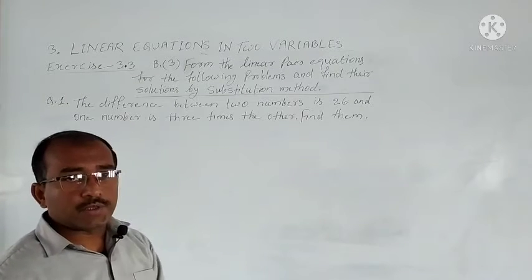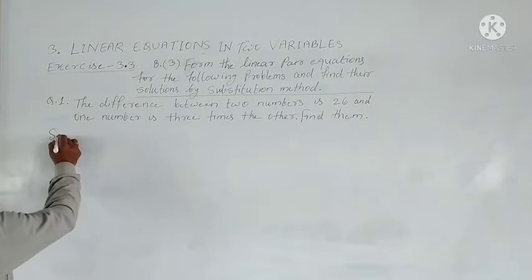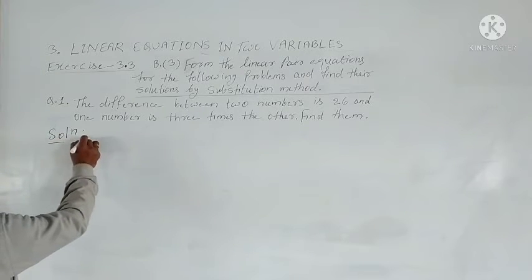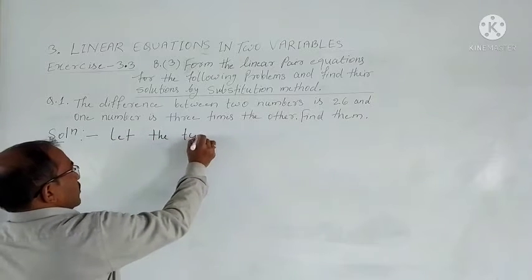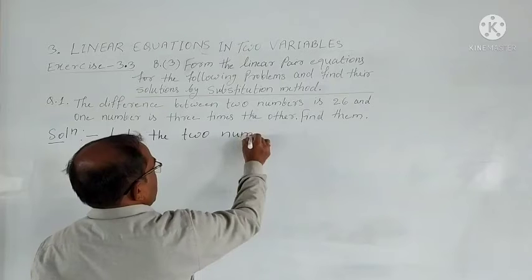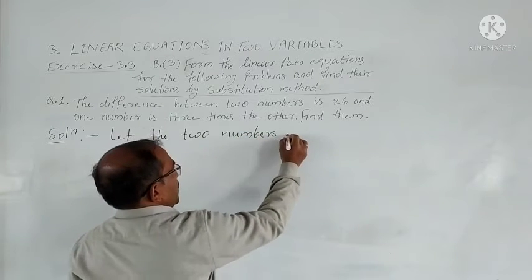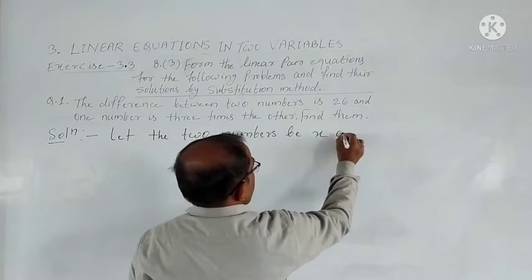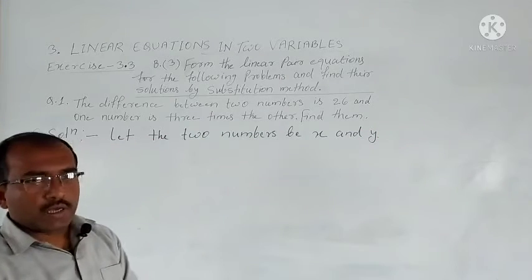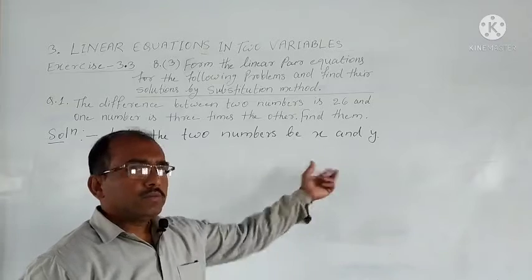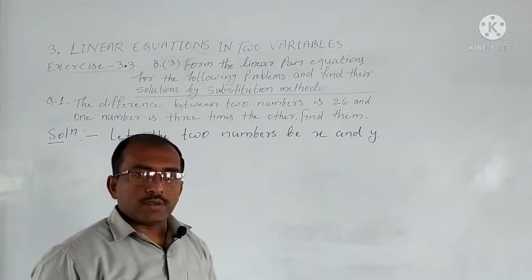What are that numbers? So we start with the introduction, like let the two numbers be x and y. So these two are the numbers. We do not know, they are unknown to us. We denote them just one is x, another one is y.